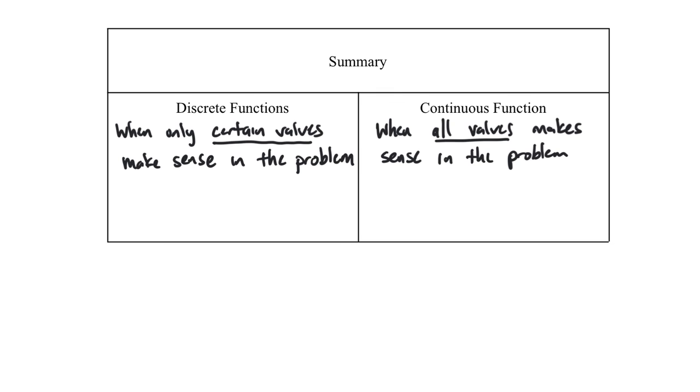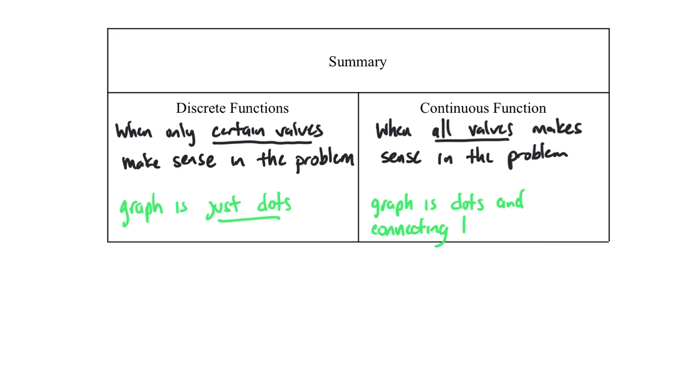And then the biggest difference is on the graphs. The graph of a discrete function is just dots. And the graph of a continuous function is dots and a connecting line, and I'm going to put in parentheses "or curve," although most of what we deal with is lines. So on the discrete side, you would just put the dots and you don't connect them. On the continuous side, you would put the dots and you would connect them. That's the difference between discrete and continuous.